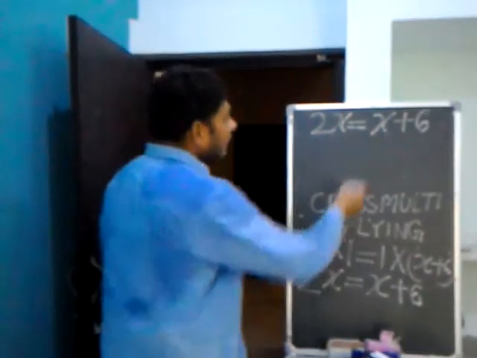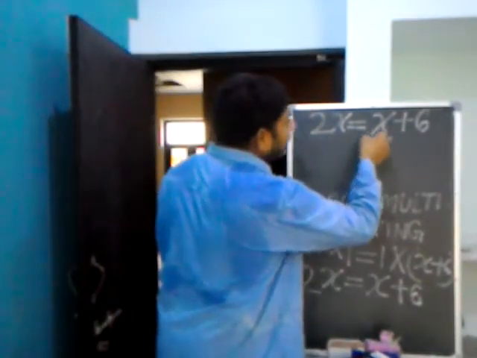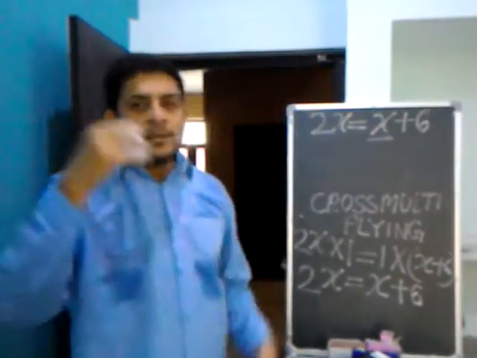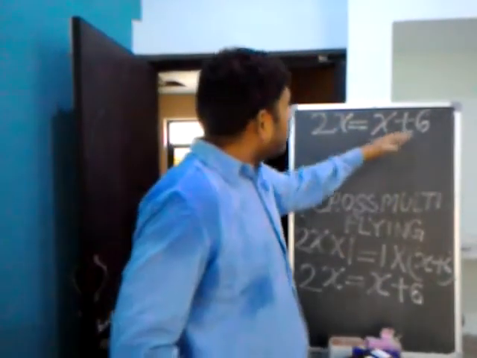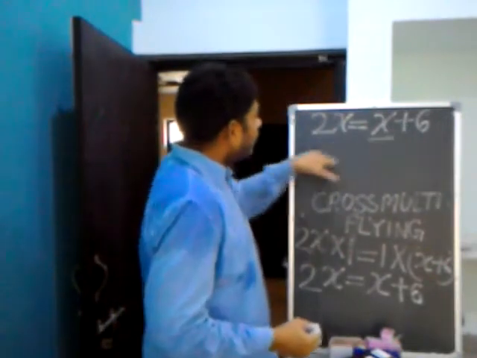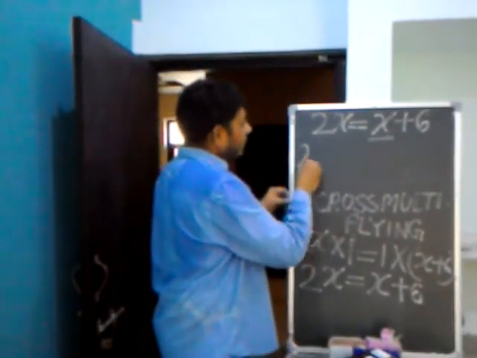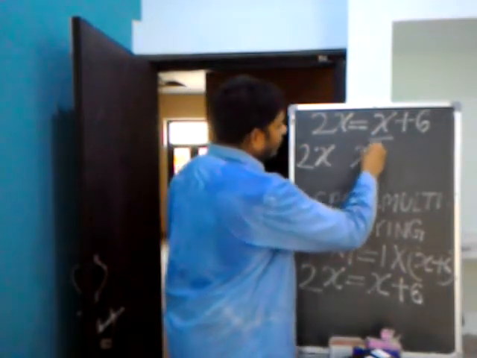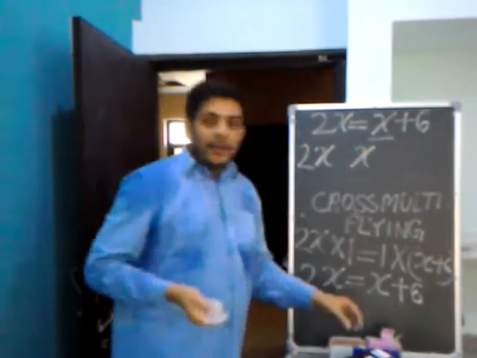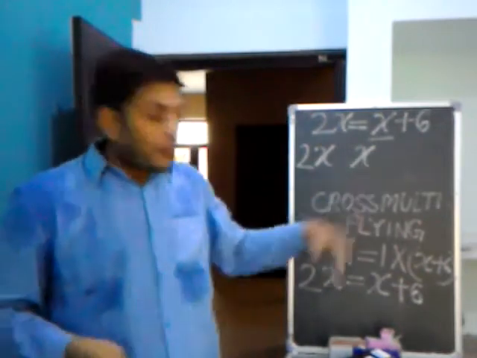So here x is the variable part, and it is on the right side of the equal sign. So I have to move it from here, so I write it from here to here. But I cannot do this just like this. What will I have to do?